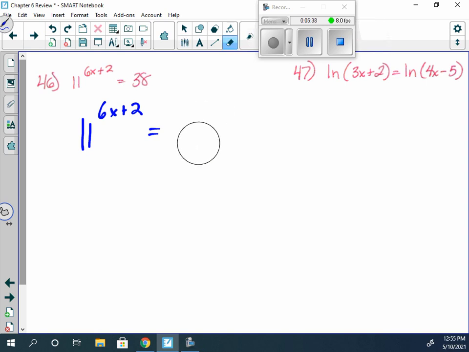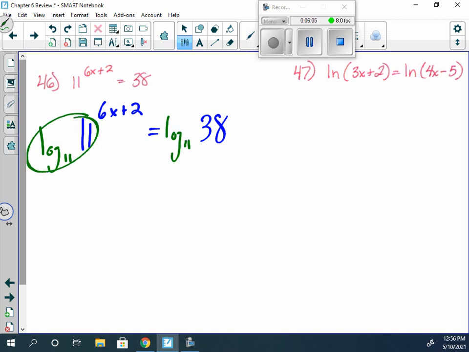So we have this here. I'm going to move the 38 over a little bit. Because if we have a variable in the exponent, we want to get it out. Now we want to make sure that the base, so 11, is by itself, and it is, because there's nothing being added to it, because we exclude the exponents, and nothing being multiplied by it. Because once we get it by itself, we can apply log base 11 to both sides. Because log base 11 of 11 would simplify out, leaving us with 6x plus 2 is equal to log base 11 of 38.